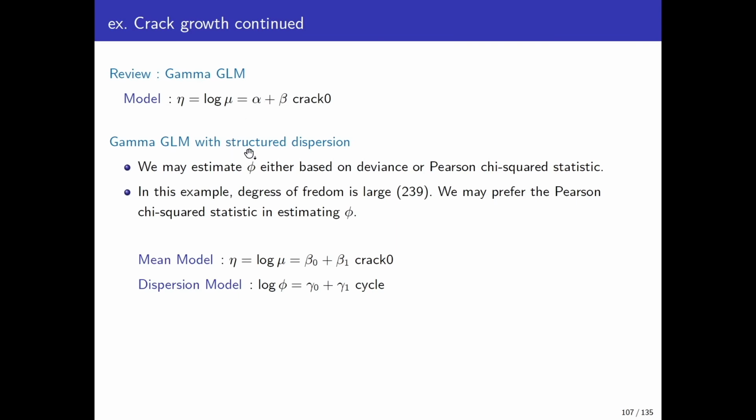In a gamma GLM with structured dispersion, we may estimate our phi either based on deviance or the Pearson chi-square statistic. In the example, the degrees of freedom is large, which is 239. We may prefer the Pearson chi-square statistic in estimating phi.